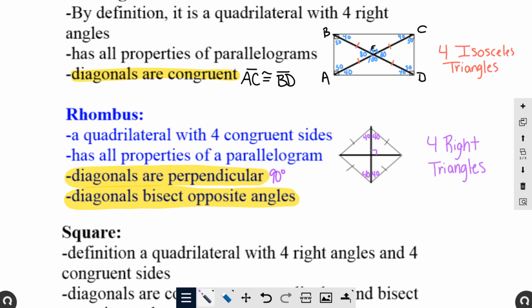Can I figure out the other two angles? Yes. If you think about maybe just one of these being a right triangle, you have a 40 degree and a 90 degree, so the other angle must be 50. So this one's 50, this one's 50, this one's 50, and this one's 50. So we end up making four congruent right triangles. Those would all four be congruent to each other because the angles there on the sides.